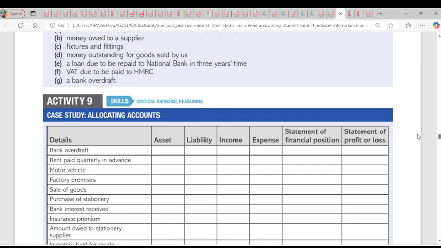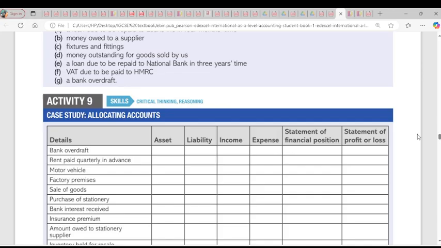Liability. Which type? Non-current liability. Is that non-current within a year? Current is within a year. Non-current is more than a year. VAT due to be paid to HMRC. Current. Good. A bank overdraft. Current.